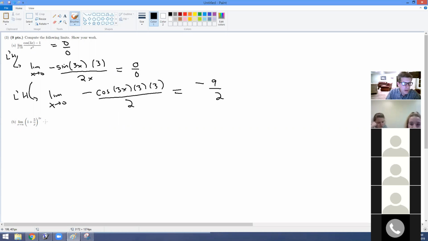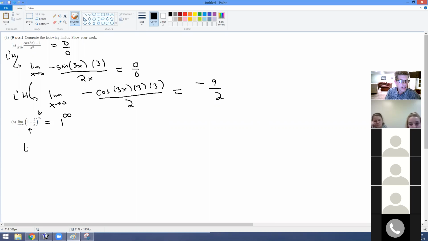Let's plug in for part B. What's 5 over infinity? 0. Okay, so 1 is the base, but the exponent's going to infinity. How do we handle that one? Log. Good. What's the clue for that? What's the clue that this one was a log one? There's an x in the exponent. Okay, we've got variables in the exponent and variables on the ground.